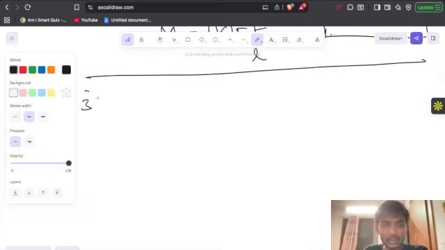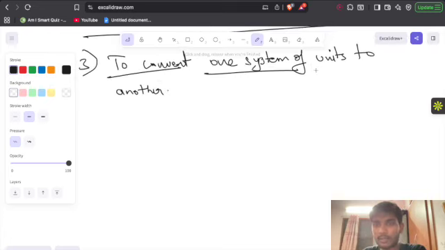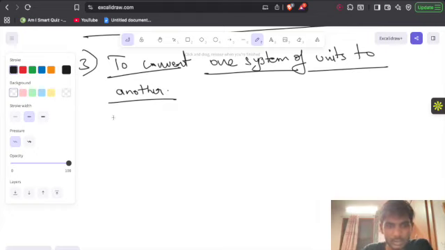Now let us move on to our third application, which is to convert one system of units to another. Okay, just bear with my handwriting. So before moving on with this, let me give you an introduction to three different systems of units. We have MKS, we have CGS, and then we have FPS.